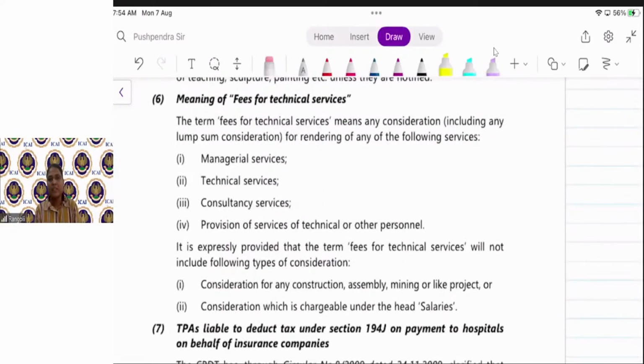Fees for technical service means any consideration for rendering any managerial services, technical service, consultancy, provision for technical services. Say, for example, you are taking some machinery and for the operation of machinery, you are obtaining technical services, how to operate the machine and so on.